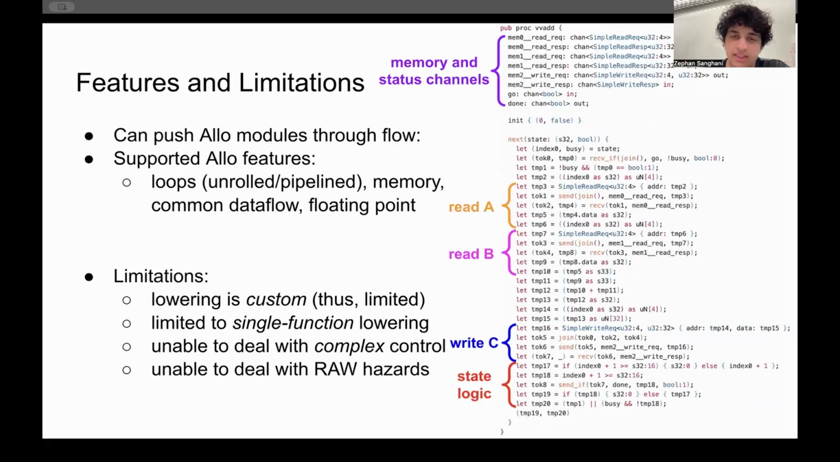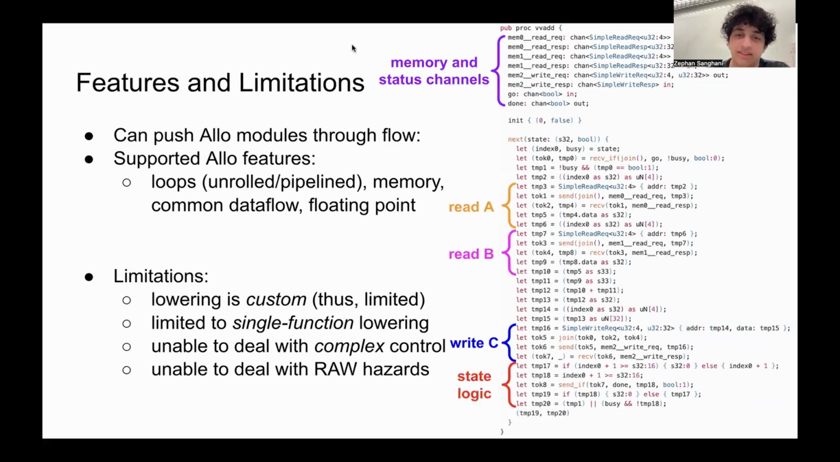Now we can see here that the code we had before gets generated to this DSLX. So you can see at the top, we have different request and response streams for the memory, as well as a go and done channel, like that of AP go and AP done. Then we have our next function where you can see we first read A and read B by constructing memory requests. We do the addition, then we write the output value to C. And then finally, at the end, we update our state, whether we're done and what the next index we're going to be adding is.